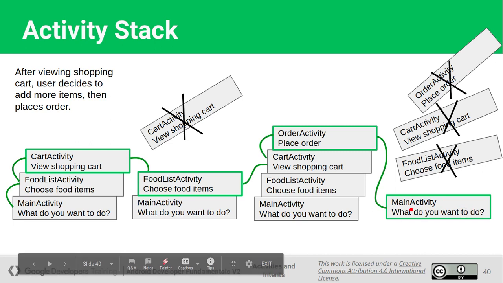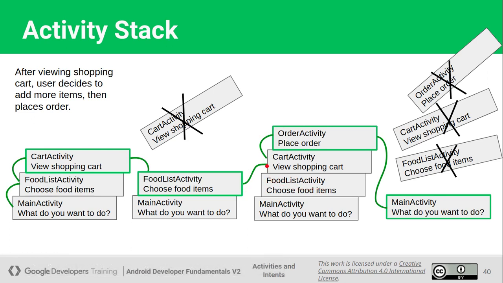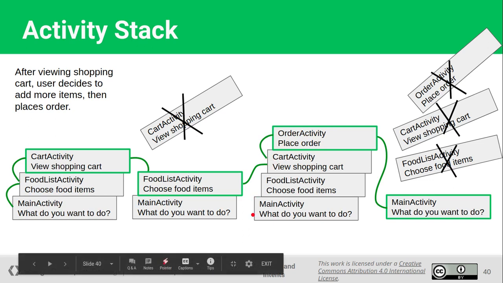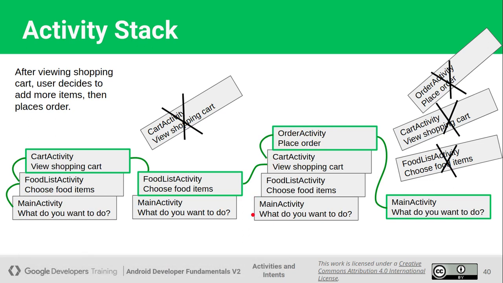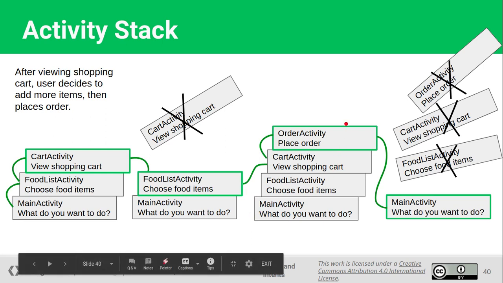From this example we came to know that when we navigate between activities, each activity we open is added into the stack and we navigate back in reverse order. If we open the main activity, then a food list activity, then a cart activity, and then an order activity, and we press the back button, it will navigate in reverse order, and on every back key press, the topmost activity from the stack will be removed.